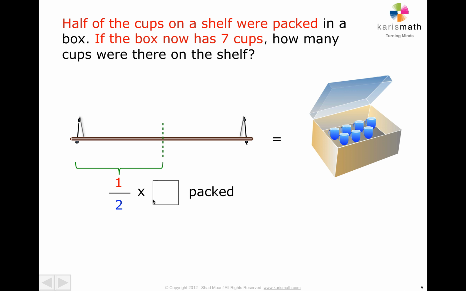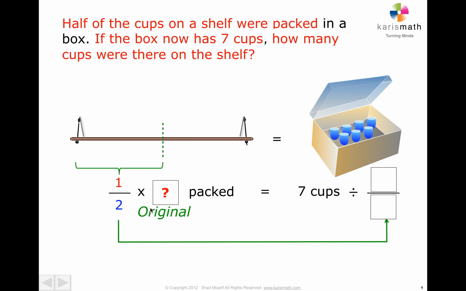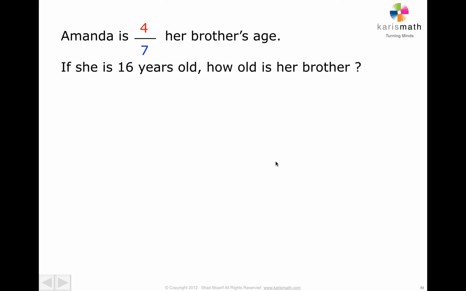Well, half of this total amount here is 7. So half of what is 7? Oh, that's easy. Half of 14 is 7. Divide 7 by half and you'll get the answer. So it's 2 times 7, which is 14. Okay, that was a little too easy. So that's 7 here, the first half. The second half is here, and we have 14 on the shelf.